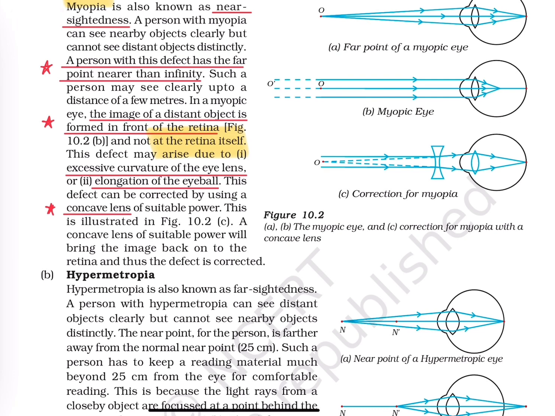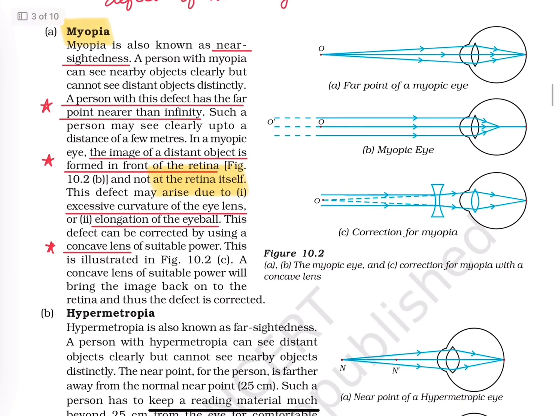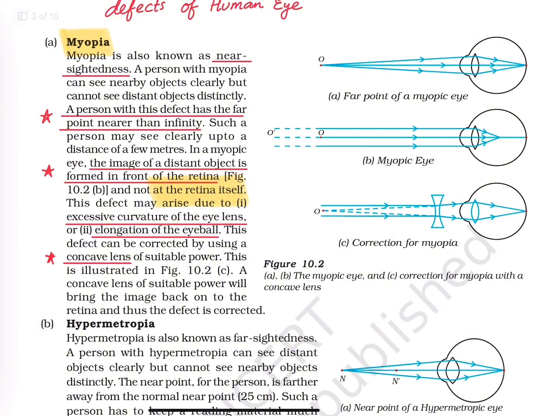This is illustrated in figure 10.2. Now we can see this figure. In this figure, you can see the far point of a myopic eye. This is the far point of the myopic eye here. The O that is shown over here is the far point. Now, if this is the far point, then we can also call this distance the object distance.